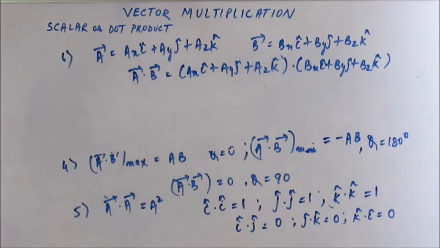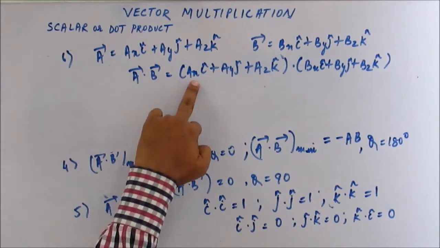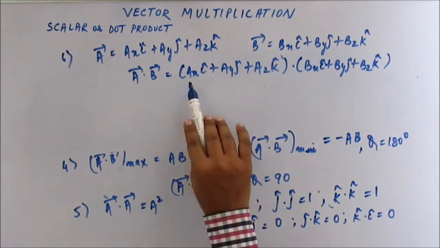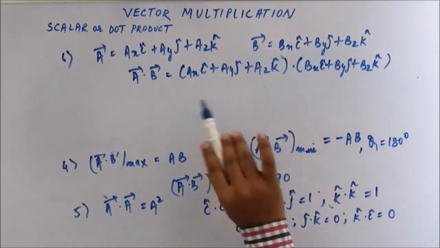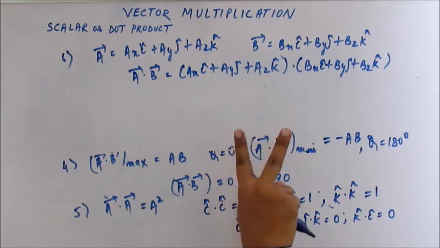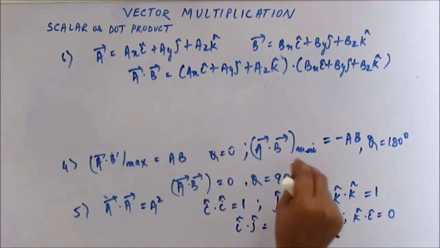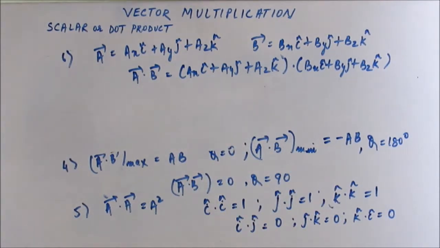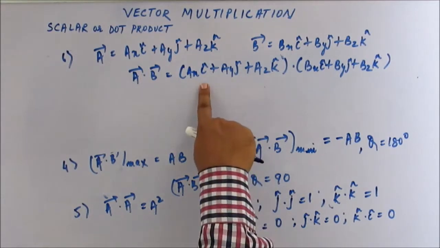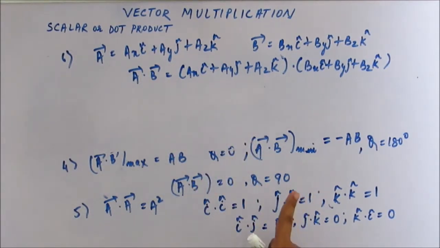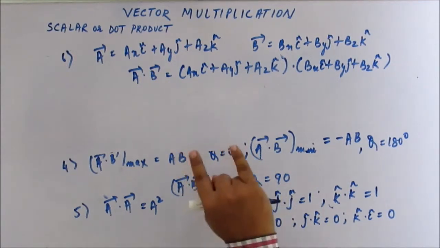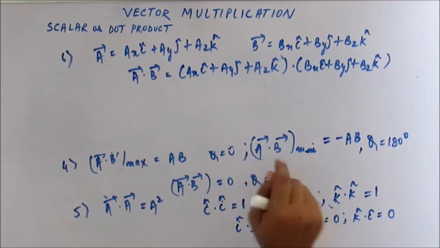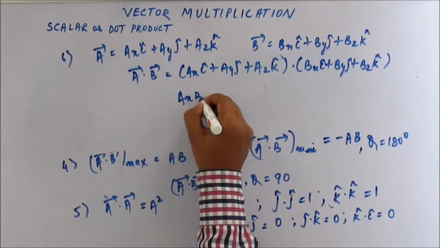So here what you can do is start with AX i cap and do the dot product term by term for the second bracket. You can do the dot product AX i cap dot BX i cap. Now AX i cap into BX i cap would be AX into BX into cos theta, theta being the angle between AX i cap and BX i cap. In this case, both are in the same direction, both in the positive x-axis direction. So in their dot product, AX i cap dot BX i cap will be simply AX into BX. Cos theta will be 1, cos 0 is 1. So the first term is AX into BX.